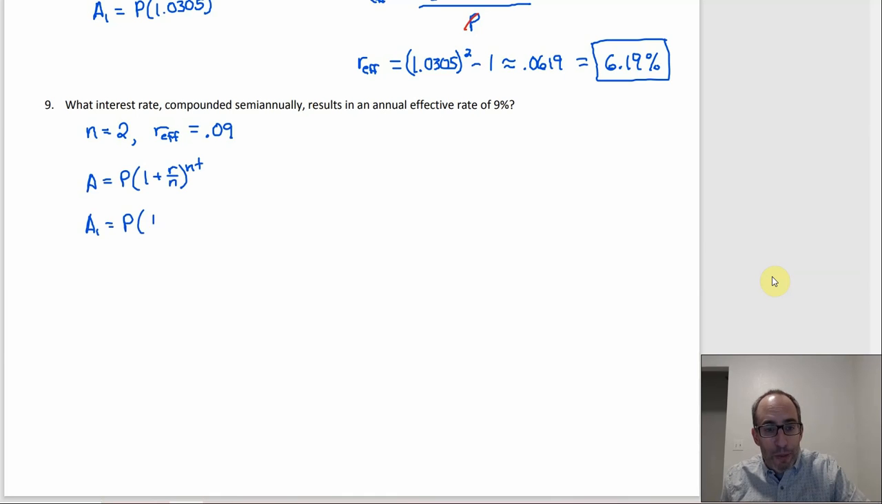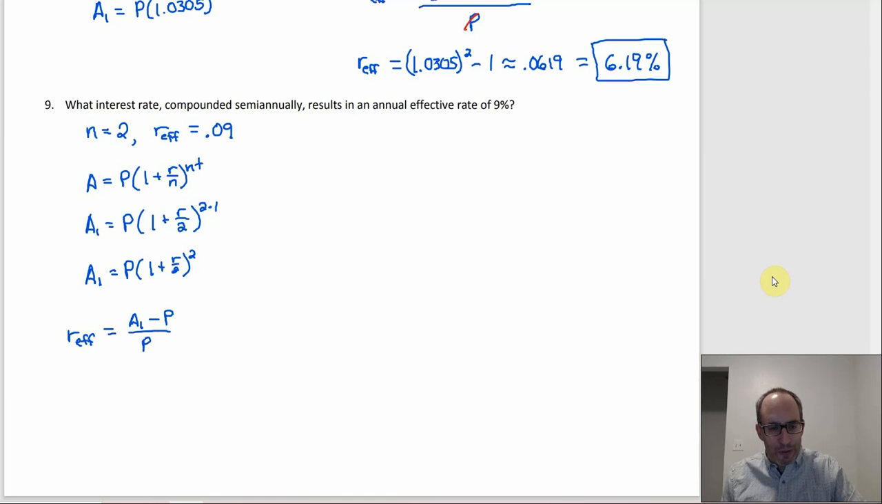We don't know what P is yet. We also don't know what R is yet, because that's the thing we're trying to solve for. But N is 2, and then this would be raised to the power of 2 times 1, since a sub 1 is the accrued amount after 1 year. I could clean up that exponent slightly and say that that'll be 1 plus R over 2 quantity squared. But then what we know so far is that the effective annual yield is a sub 1 minus P over P.